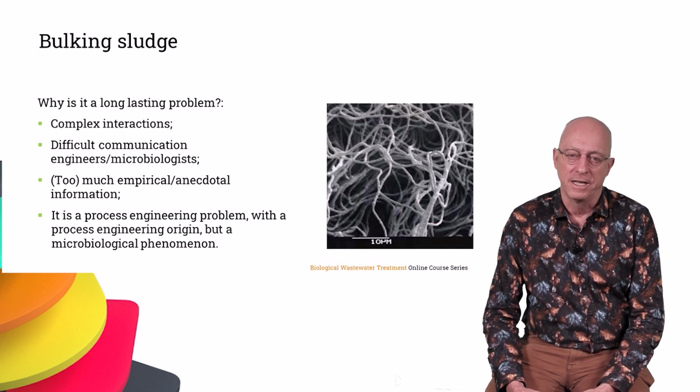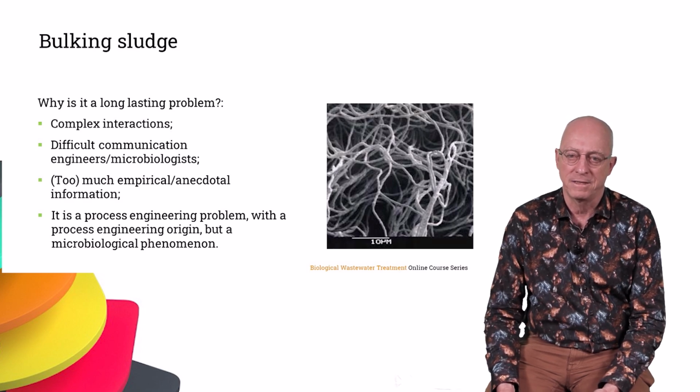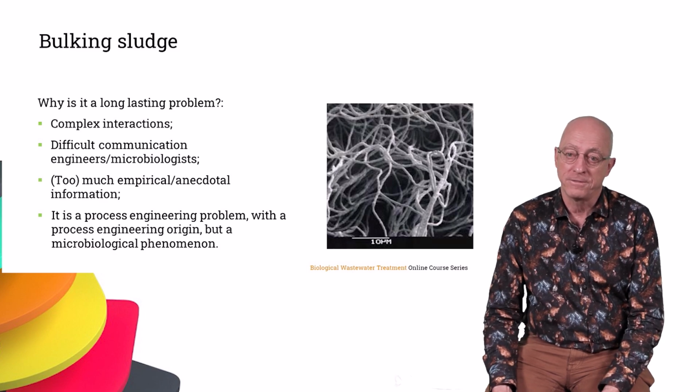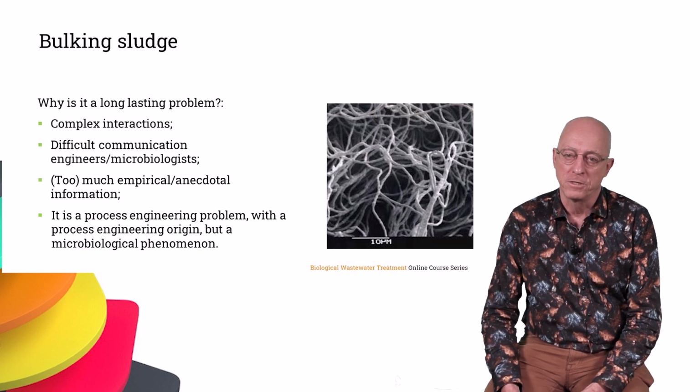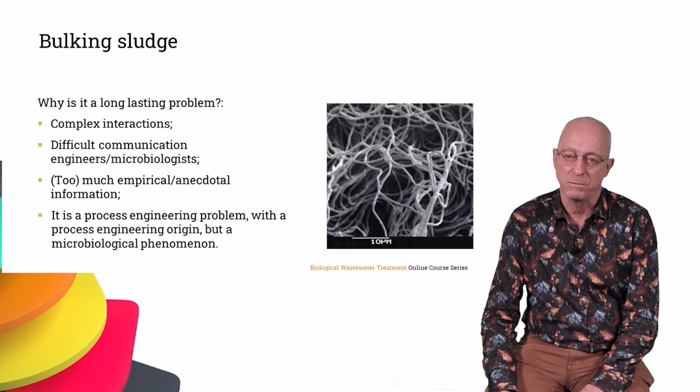The bulking sludge itself is a process engineering problem. It results from wrong design of the treatment plant essentially. But it's a microbial phenomenon, so the tendency is to look to the microbiology, and you have to look to the microbiology, and that can tell you what is wrong in the process engineering and then adapt the process engineering aspects of the plant if possible.